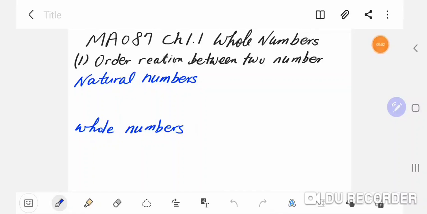MA087, Chapter 1.1. This is about whole numbers. First of all, let's learn about the order relation between two numbers. Here are the definitions of numbers.